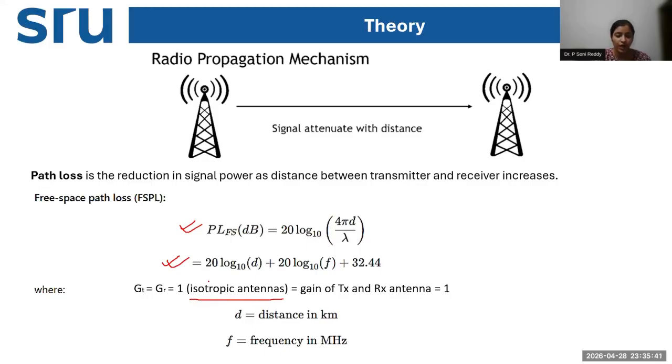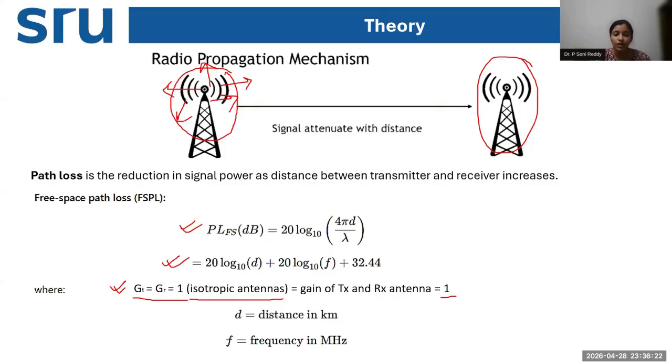So what are isotropic antennas or isotropic radiators? Isotropic antennas means antennas which radiate equally in all directions with the same power. When it is radiating equally with the same power in all directions, the gain of such an antenna becomes 1. Why? Because it is radiating uniformly. So if both the transmitter and the receiver antennas are isotropic antennas, then you should always take the gain of the transmitter and the receiver antenna as 1. Okay. So everywhere you have GT and GR in the equation, you will take this as 1.